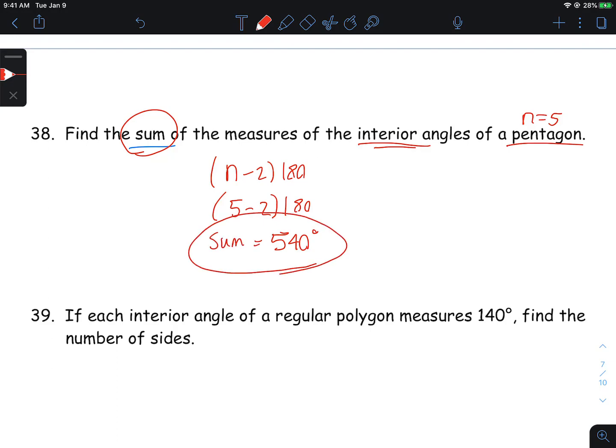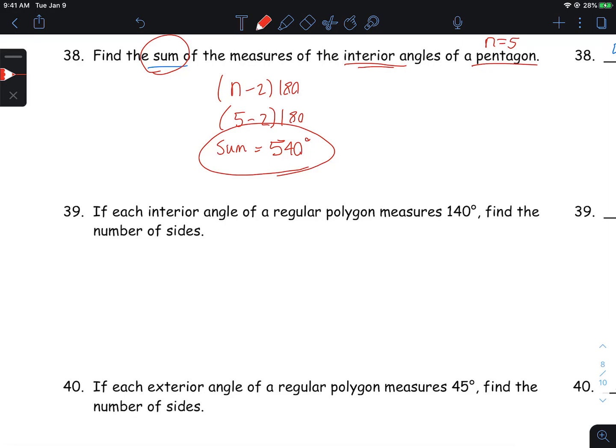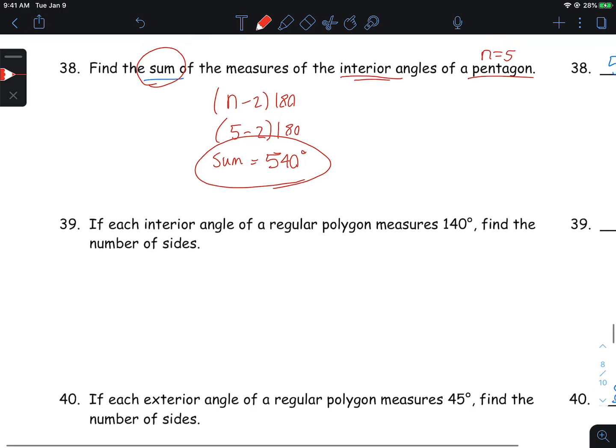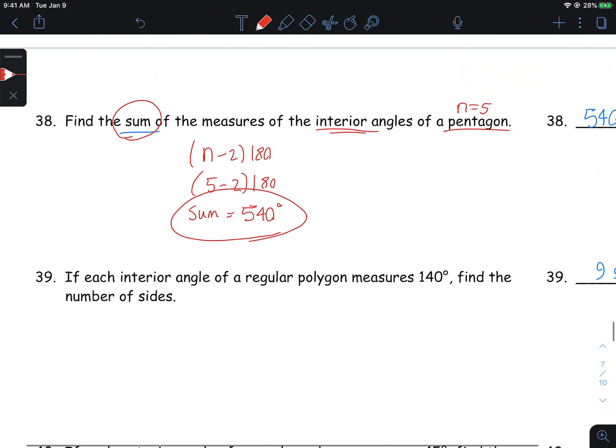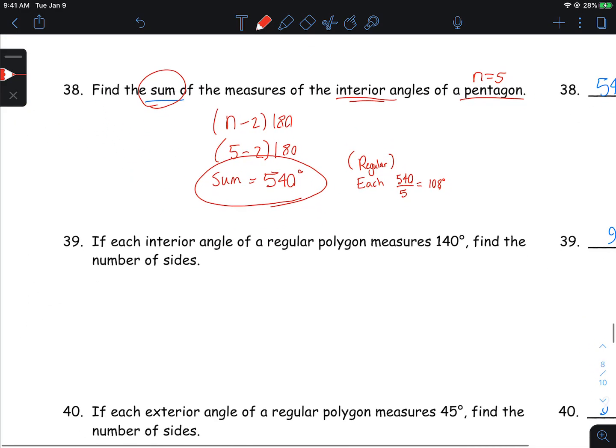Now if you wanted to find each angle, if it was a regular pentagon, you could just take that and divide by 5, since there's 5 sides. I don't think there's a question that asks that, but you take 540 divided by 5, and that should get us 108 if it were a regular shape right there. They didn't really ask for that, but I did just want to add that into the review.